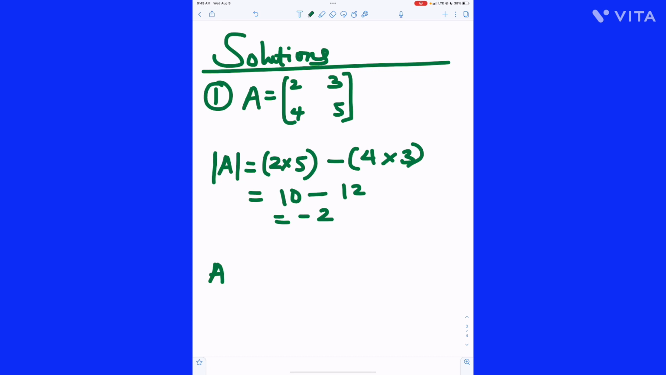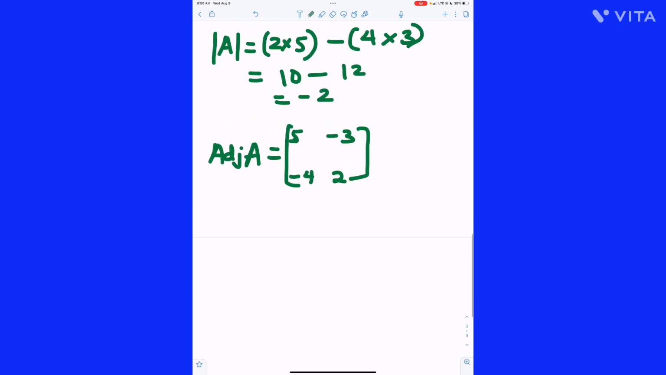Let's now find the adjoint. To find the adjoint of A, we just use the shortcut method that we learned. The adjoint of A will be 5, 2. You swap the elements in the main diagonal. From 2, 5 it becomes 5, 2. Then multiply the elements in the other diagonal by minus 1 each. So they become minus 3, minus 4. So this is the adjoint of A.